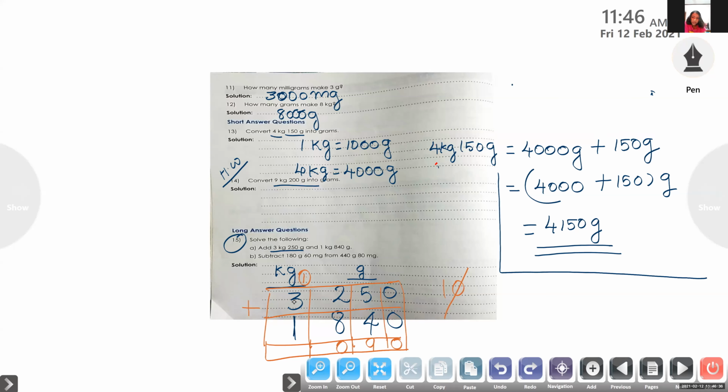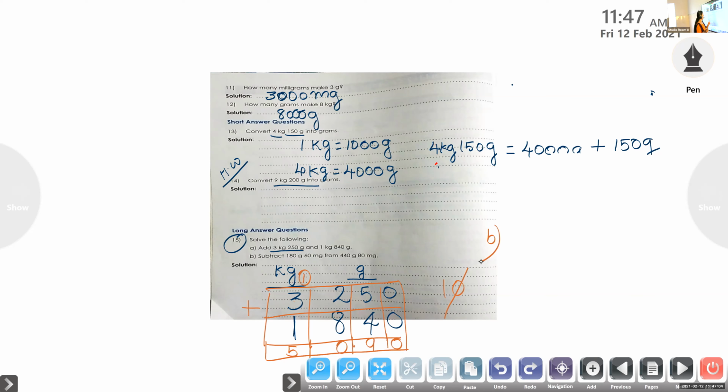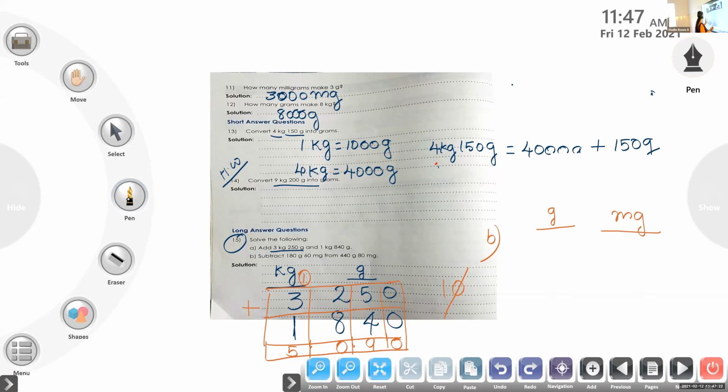Now B is subtraction, the same way. But here you have to keep in mind one thing. It is subtract 180 grams 60 milligrams from 440 grams 80 milligrams. So which measurement do we have to write first? First one or second one? Second one. That is the bigger one. So you have to write the second measurement first.